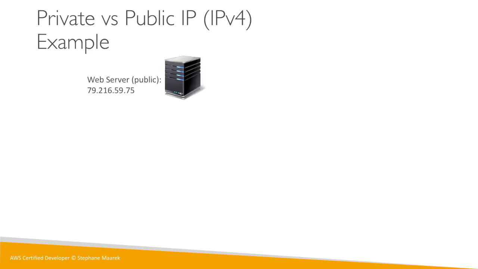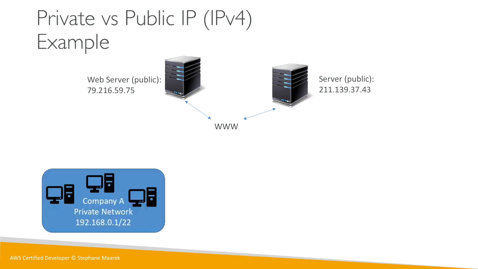Now let's have an example of what that means. If we have a web server and it's public, that could be our EC2 instance, it'll have a public IP. And we can have another server with another public IP. And using the public IP, these servers can talk to one another, which is great.